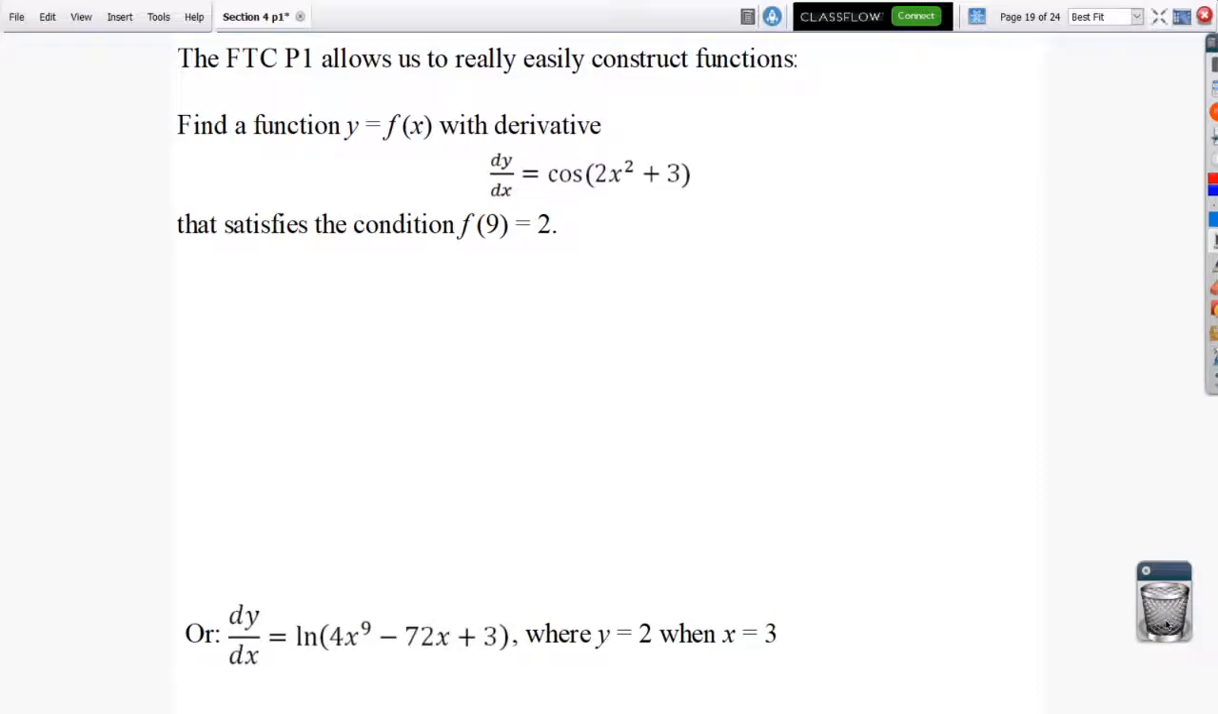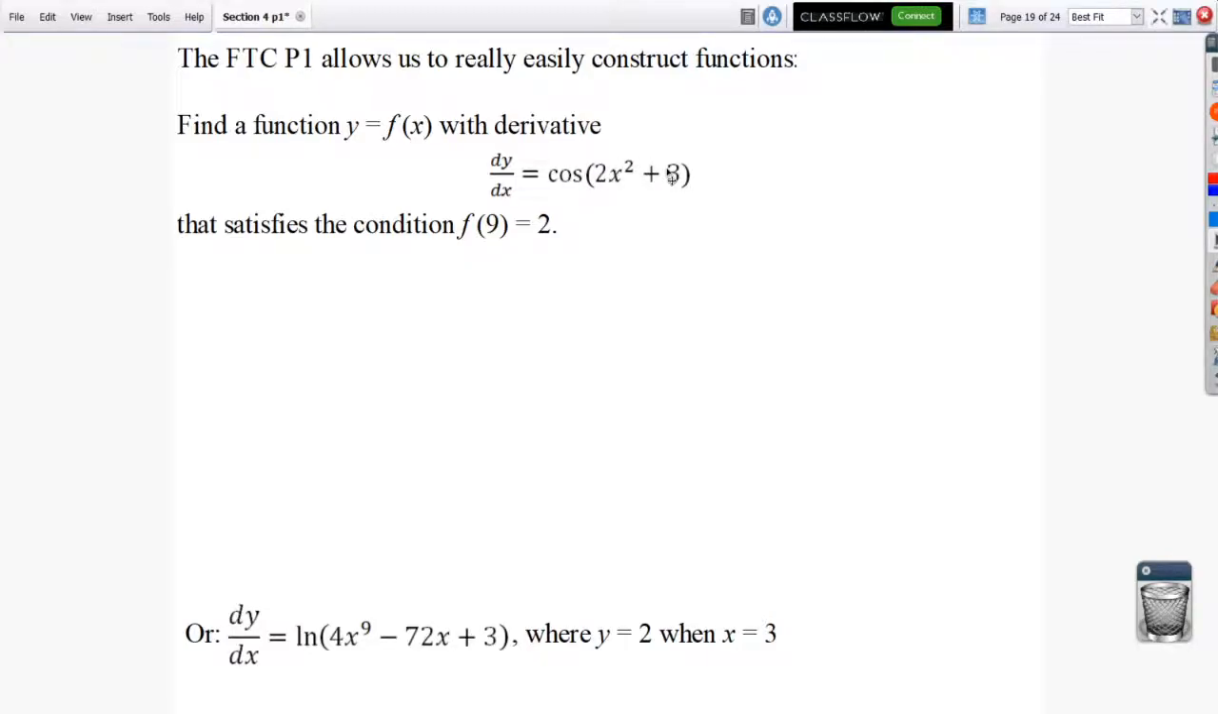Right. Now we are going to use the fundamental theorem of calculus part 1 to come up with a function that has this derivative. So again, when we started this out, we said the fundamental theorem of calculus says if a function is continuous, then it has an antiderivative. Looking at this function here, we can see that cosine is continuous. We just know how it works.